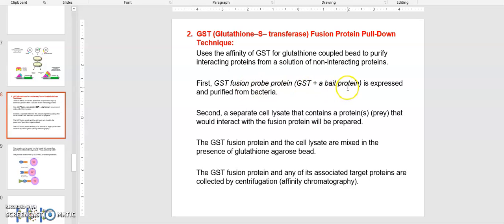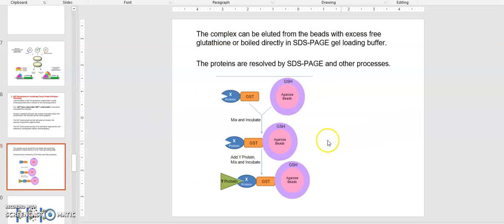Once that GST fusion protein is made, it is pulled down through a column that has glutathione. So there is the GST and your protein of interest fused together, and then you have the column that has glutathione in it. Glutathione will bind with the GST, and together your fusion protein binds on the column, right?